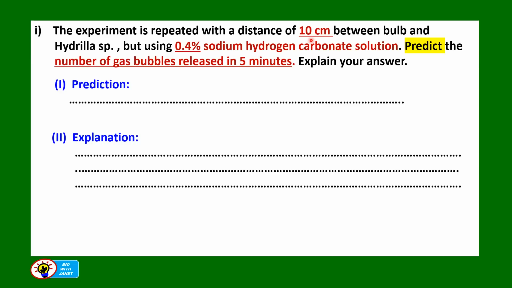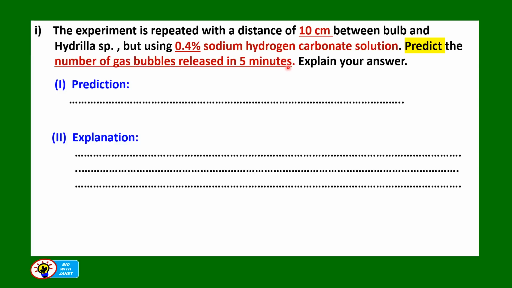So in the original experiment, at a distance of 10 cm between light bulb and Hydrilla species, the plant was also immersed in 0.2% sodium hydrogen carbonate solution. Now you change it to 0.4%. Now at 0.2% sodium hydrogen carbonate solution and a distance of 10 cm, refer back to your table, the number of gas bubbles released was originally 21 gas bubbles. 21 gas bubbles released in 5 minutes.